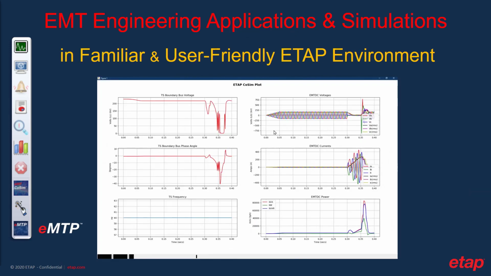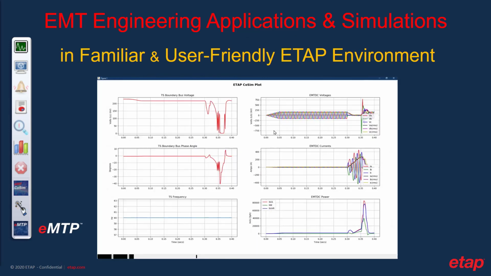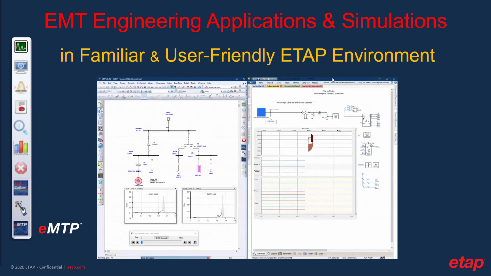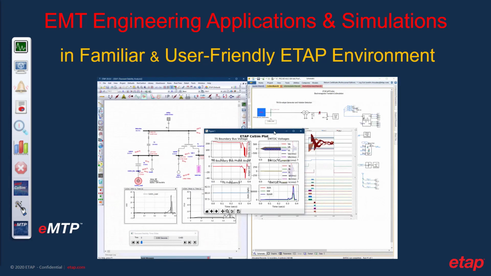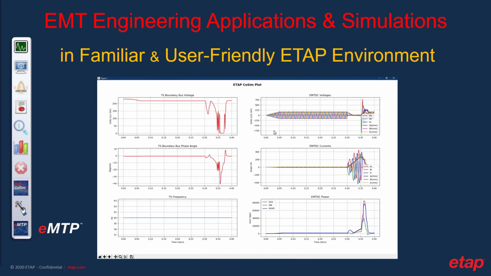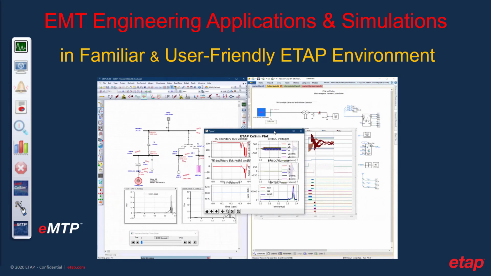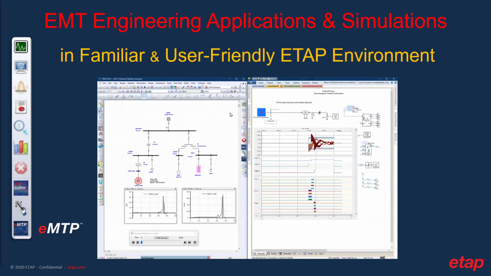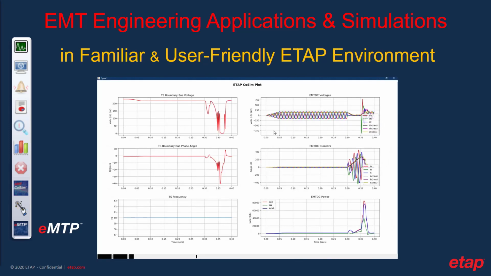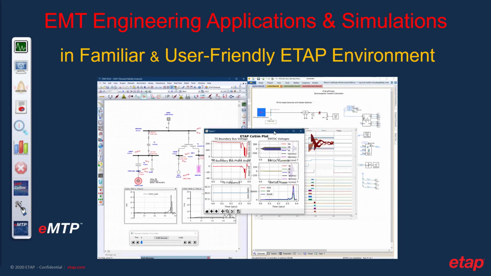Complementing ETAP's analysis modules, eMTP provides simulation of AC power systems, low-voltage power electronics, HVDC, FACTS, transmission and distribution networks, as well as representation of complex control systems to mitigate network dynamic response concerns. ETAP eMTP runs as a separate application and can be accessed directly from ETAP TS mode.